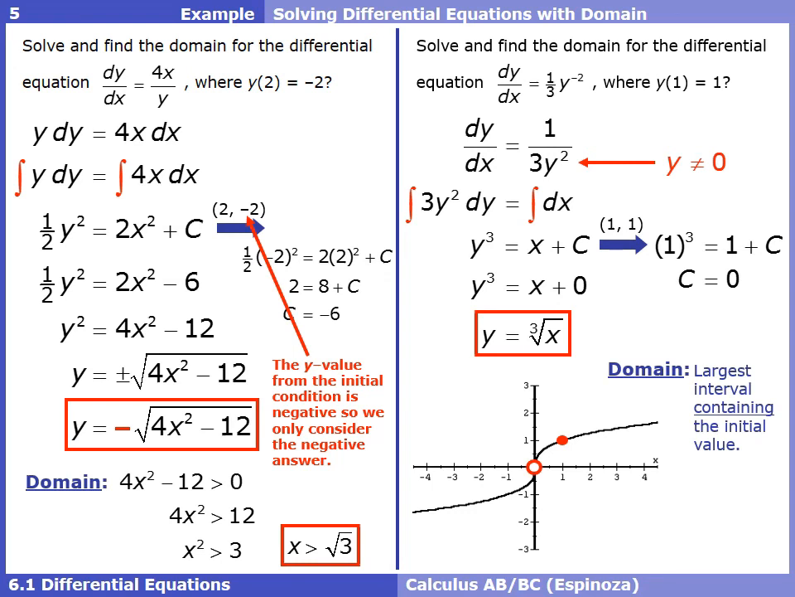So now we can use that definition of domain here to help us out. It's the largest interval that contains the initial value. And of the two pieces of our graph here, the one that contains the initial condition, of course, is the right side. And we can write that domain just very simply as x is greater than 0. So two different ways to approach domain, and these will be two different things you'll want to keep in mind as you look at problems that ask you to discuss the domain of the solution to your differential equation.